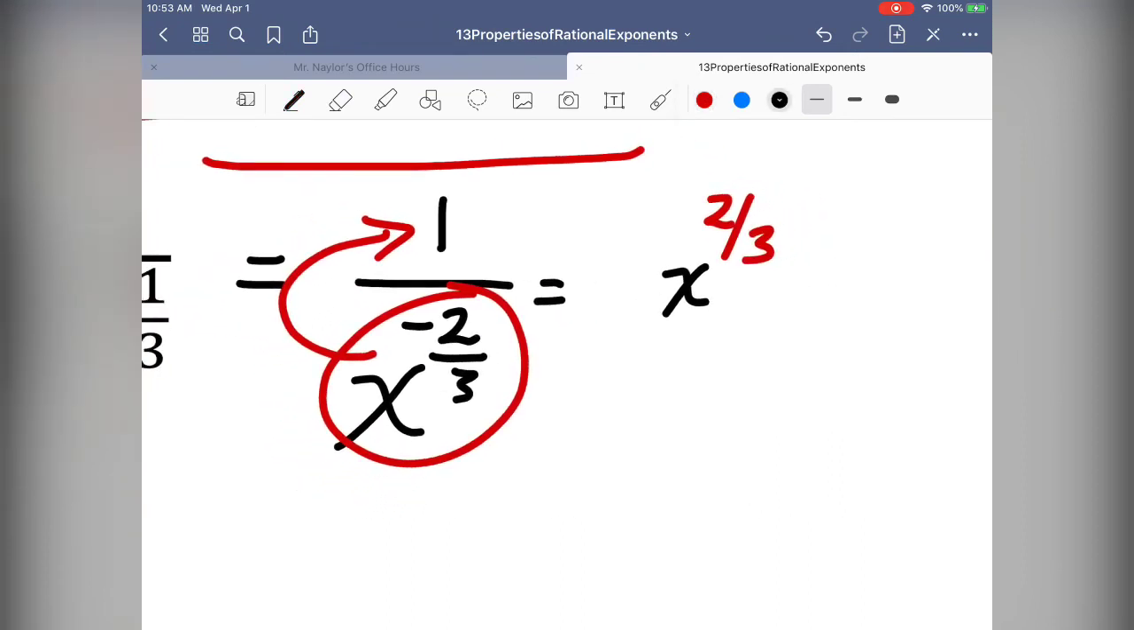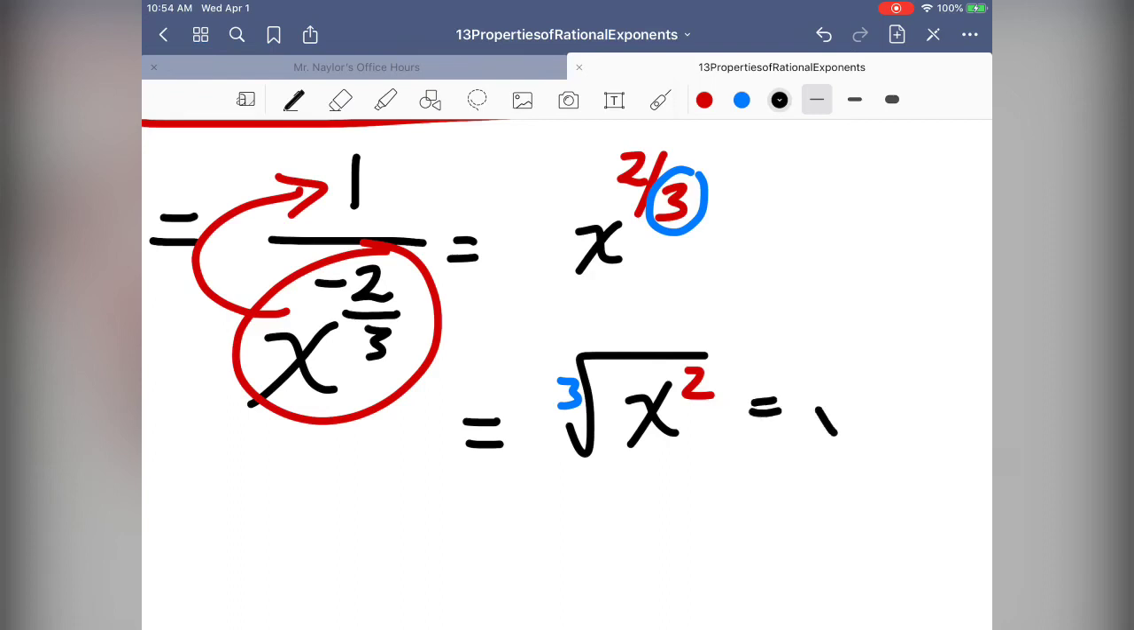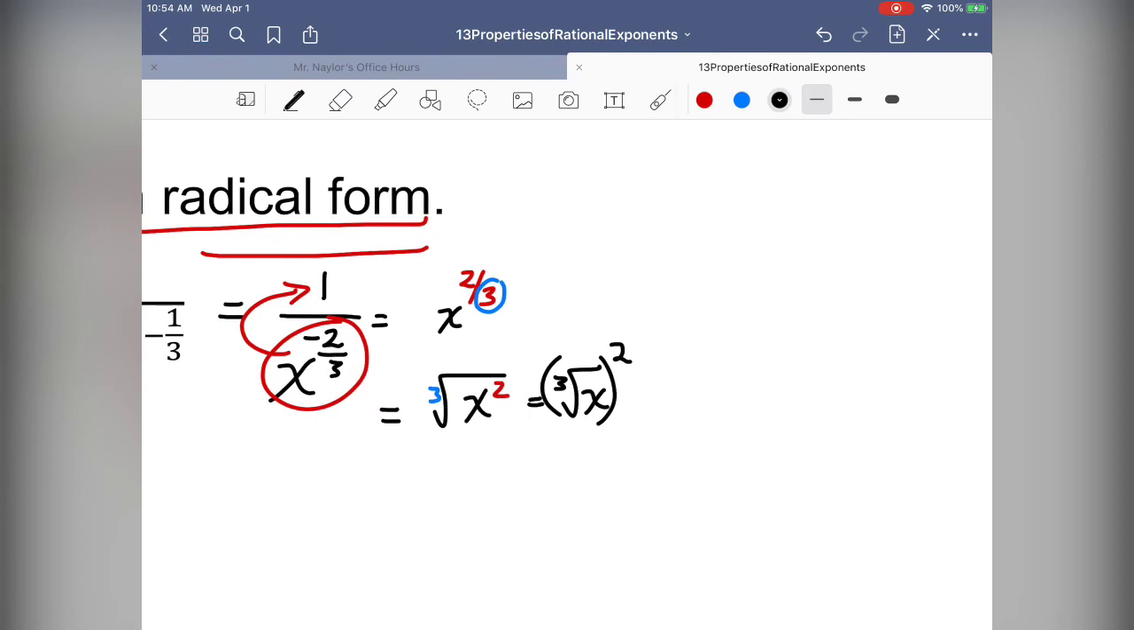Now, nothing wrong with what we've done. In fact, that's what you were supposed to do. But since we want the answer to be written in radical form, then we take one more step and we put the power as our exponent, and we put the denominator as the root. And so we end up being able to write the third root of x squared. Now, you've seen me write this on the outside before. Yes, you're allowed to write it on the outside. You could say the third root of x, that whole quantity squared. Either one of these would be fine.